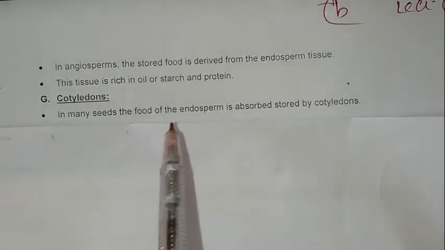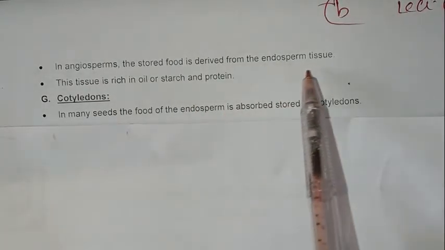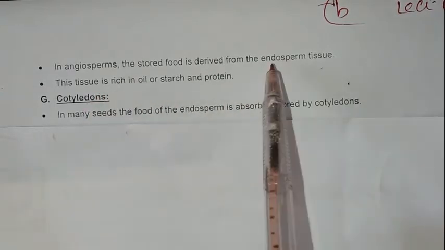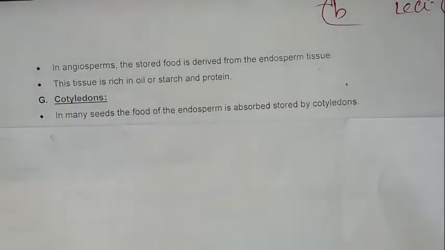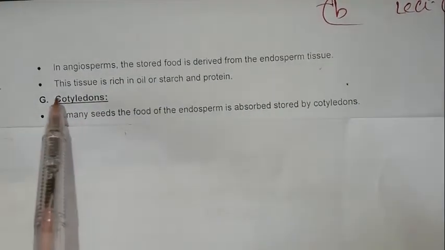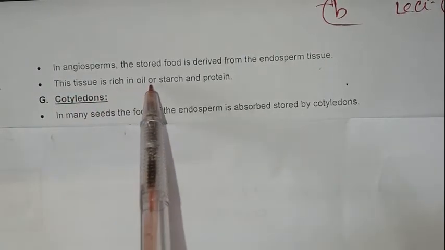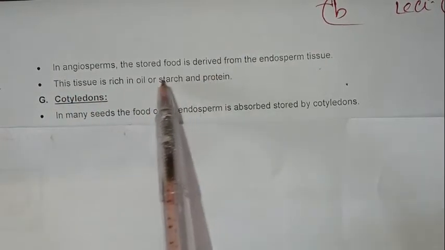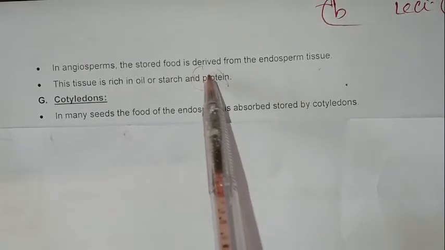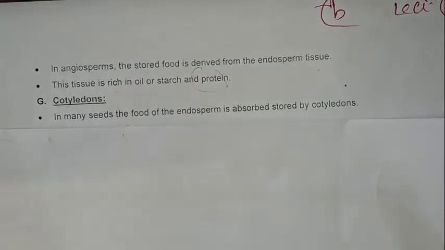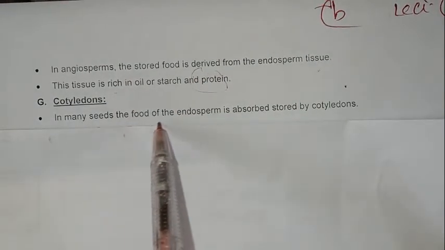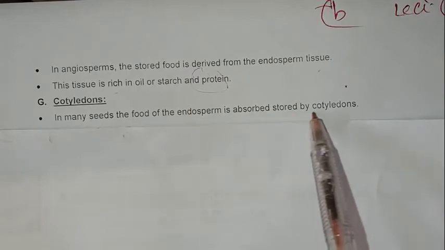In angiosperms, the stored food is derived from the endosperm tissue. This tissue is rich in oil, starch, and protein. So these three components are present in the endosperm: protein, starch, and oil. Cotyledon. In many seeds, the food of the endosperm is absorbed by the cotyledon.